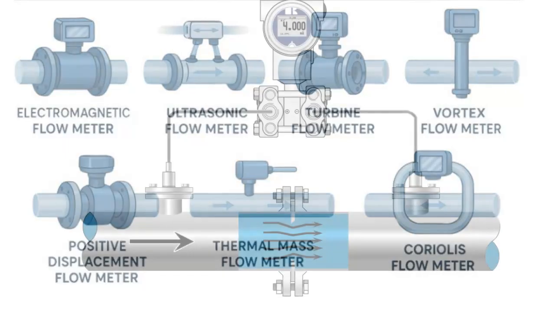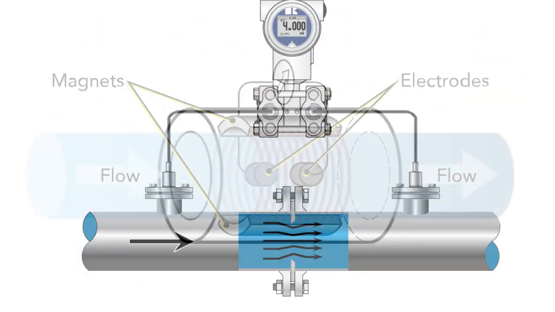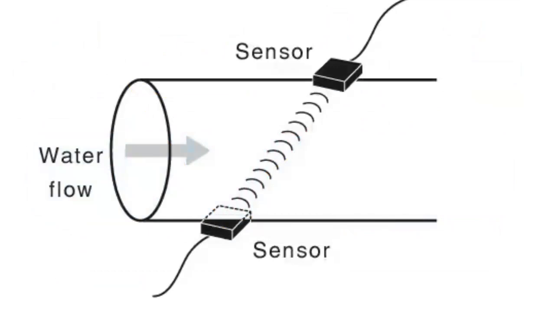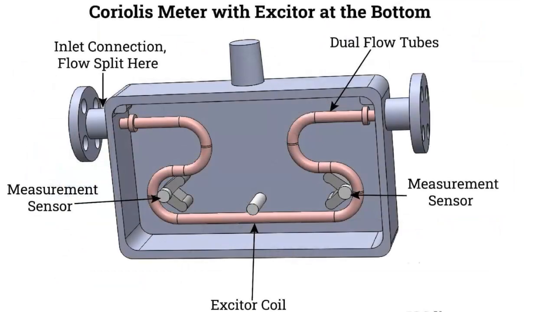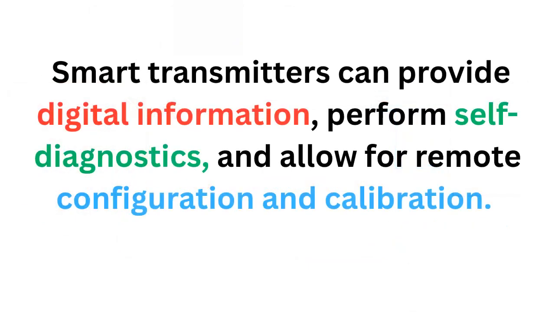Differential pressure types infer flow from a pressure drop across a restriction. Mag meters use electromagnetic induction, but only work with conductive fluids. Ultrasonic types use sound waves, non-intrusive, but sensitive to pipe condition. Coriolis meters measure mass flow directly, very accurate, but expensive. Most output 4 to 20 milliamp or digital signals. Smart units can detect bubbles, pipe issues, or fluid changes.